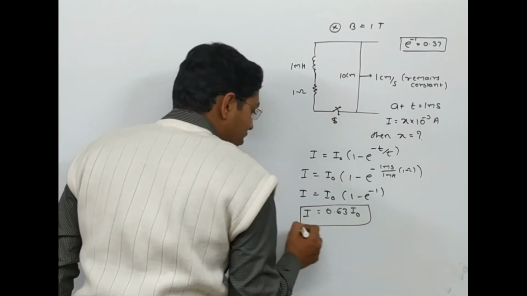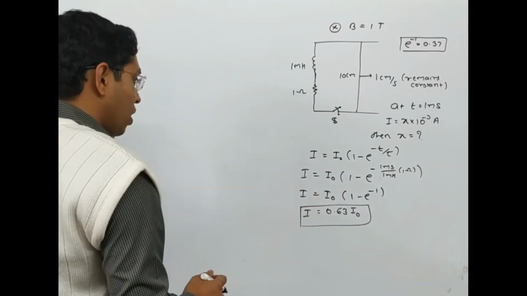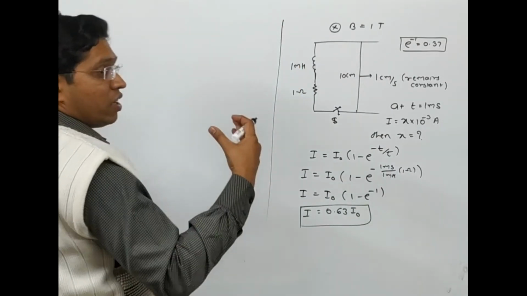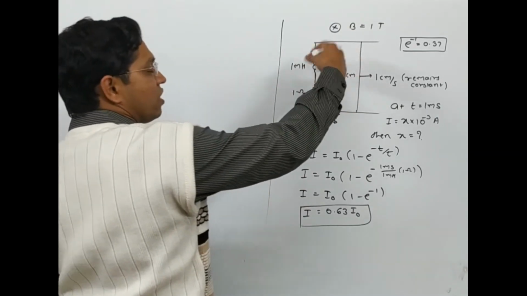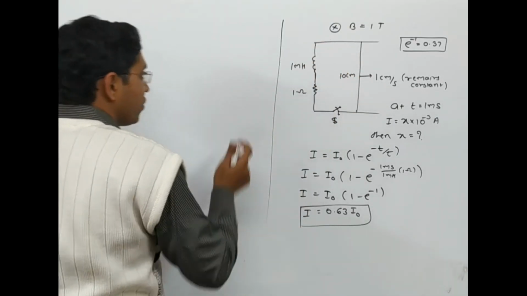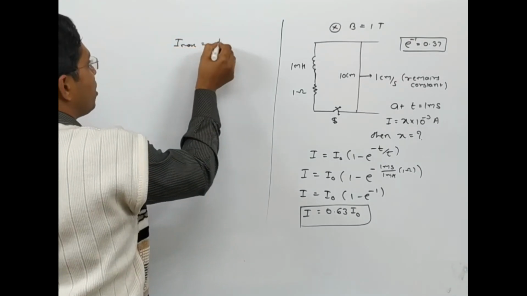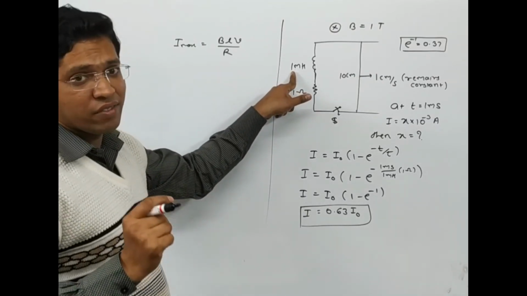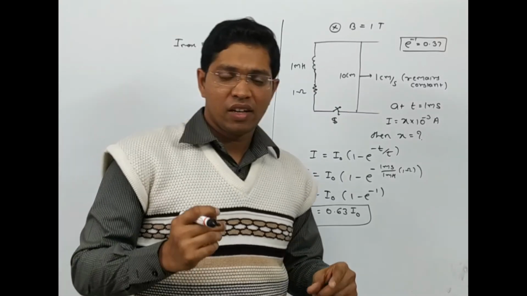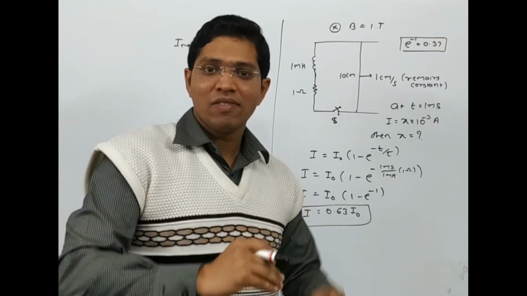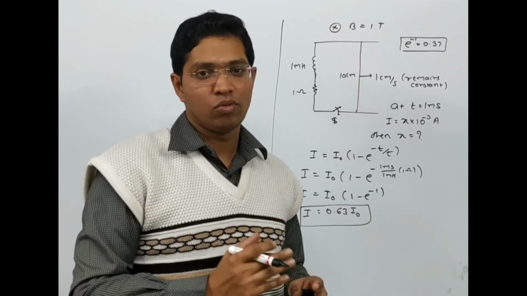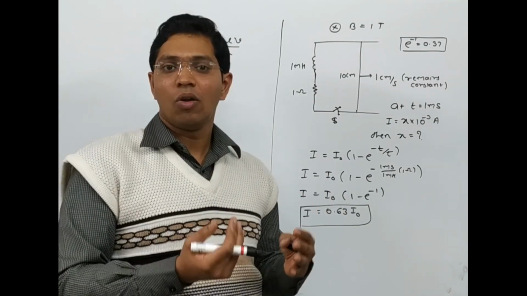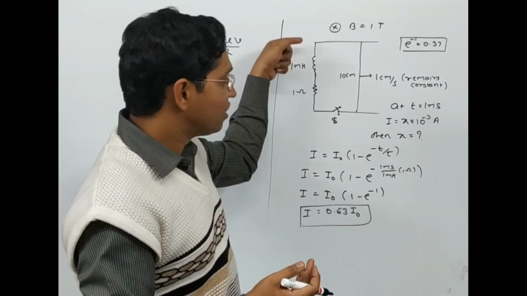So now your job is to find this I naught, because once you get this I naught, you have the answer. Now how will you get I naught? I naught is the maximum current flowing through the circuit. Even after a large time, when this circuit achieves a steady state condition, your I maximum will be equal to BLV by R, because at that time your inductor will start behaving like a short circuit. Remember that a capacitor, when you close the switch, behaves like a short circuit, but after steady state it behaves like an open circuit, whereas an inductor, when you are closing the switch, behaves like an open circuit, but after a long time, after steady state is achieved, it behaves like a short circuit.